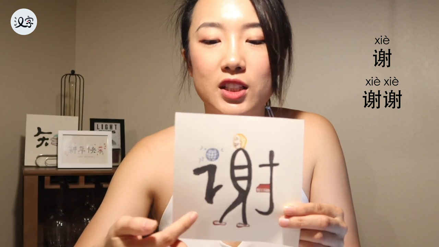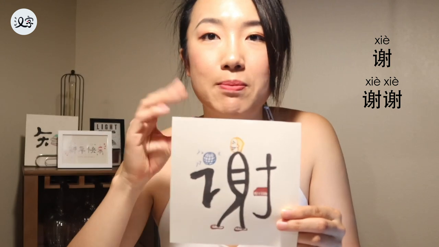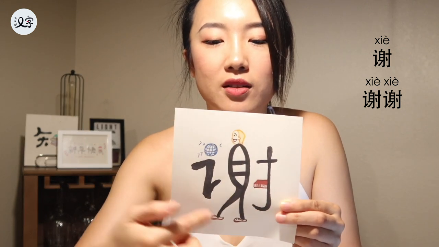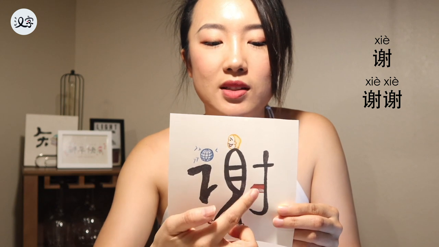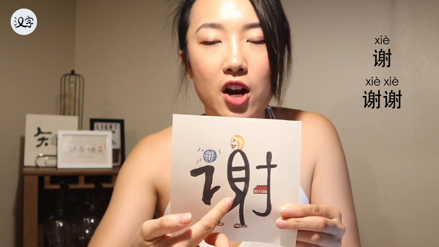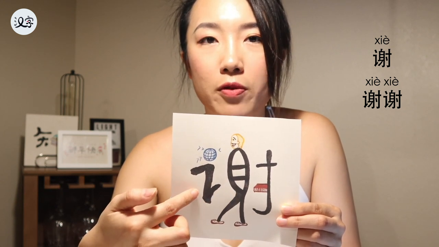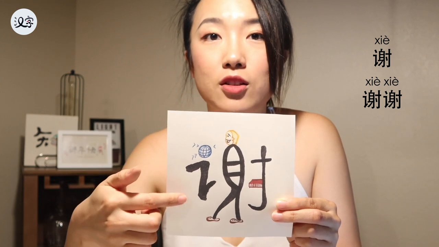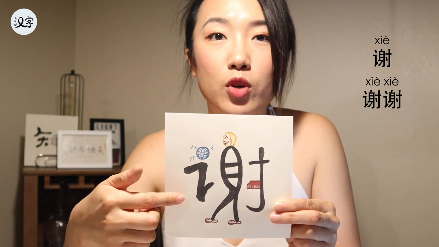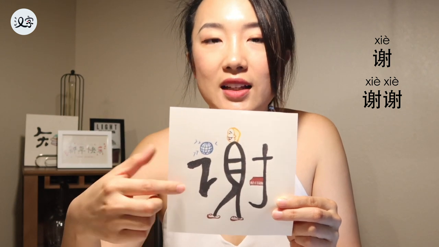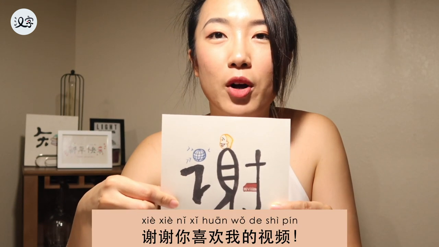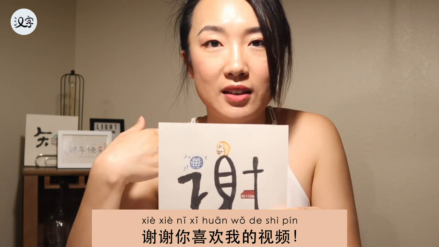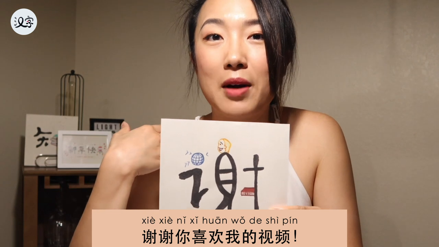Let's take a look. So 言字旁, speaking, 身, body. So imagine the whole character, a person standing up from the chair to use the microphone to thank the audience. So it's to thank. Common word, 谢谢, thank you. For example, 谢谢你喜欢我的视频, Thank you for liking my videos.